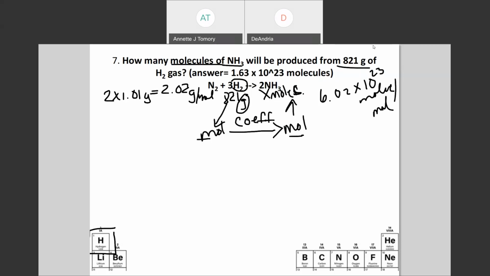All right. So now when we start doing the conversion itself, what do we put? Are we starting with 821? That's our starting point. Okay, and then we put that over 1. 821 grams of H2 over 1. Okay, we have grams of H2 on the top. What do I put on the bottom? The next one. Grams of H2.